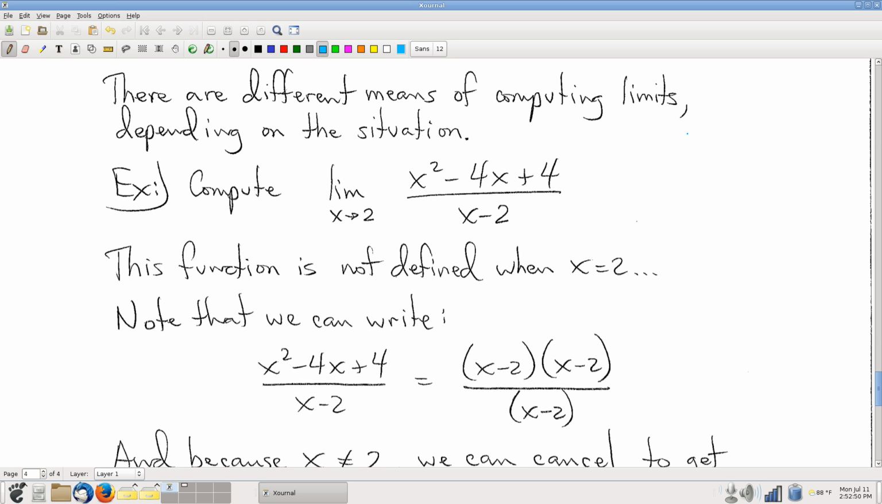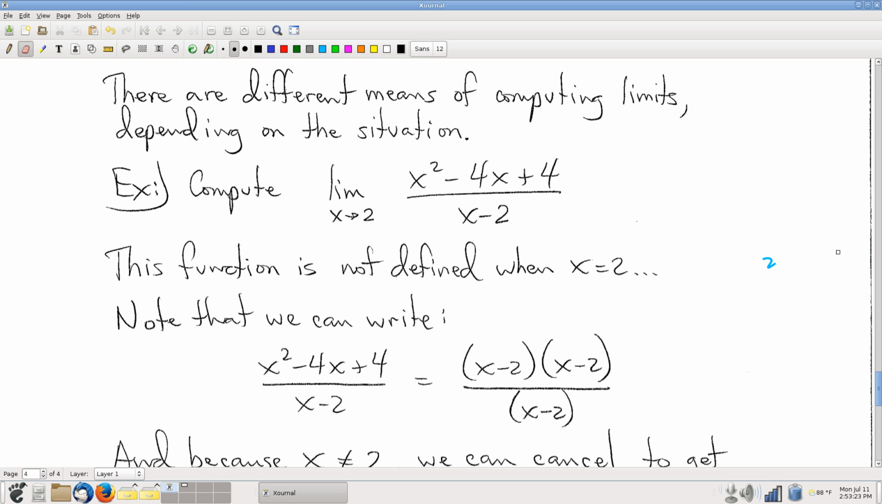Now, the function is perfectly well defined away from x equals 2. So over here, the function is fine. No problem. Perfectly well defined over there. And it's perfectly well defined over here when x is greater than 2. But at 2, the function's not defined at all. So how do I get my hands on what the function is doing? How do I understand this function if I'm interested in what's happening at 2?